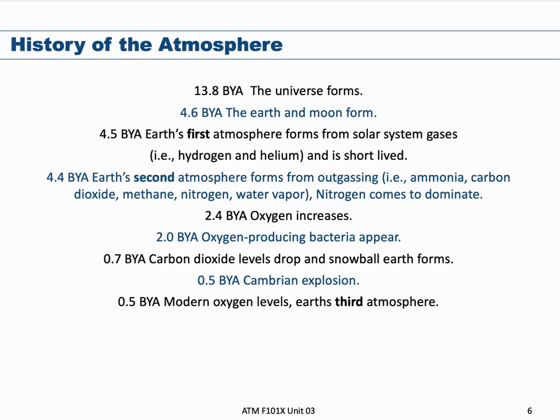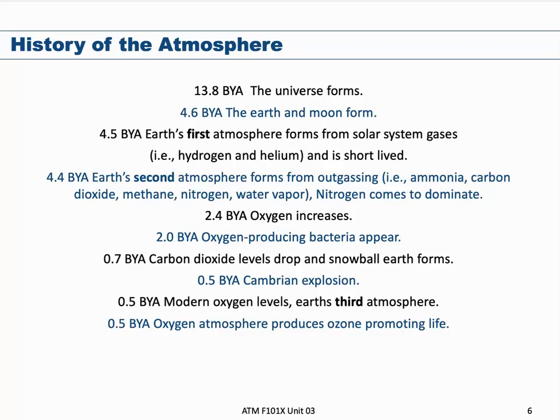Eventually, the snowball melts as carbon dioxide levels increase, and this is followed by the Cambrian explosion about 0.5 billion years ago, when there is a massive increase in the diversity and distribution of life on Earth. About 0.5 billion years ago, modern oxygen levels are reached, and this represents the establishment of Earth's third atmosphere, the atmosphere that we have today.